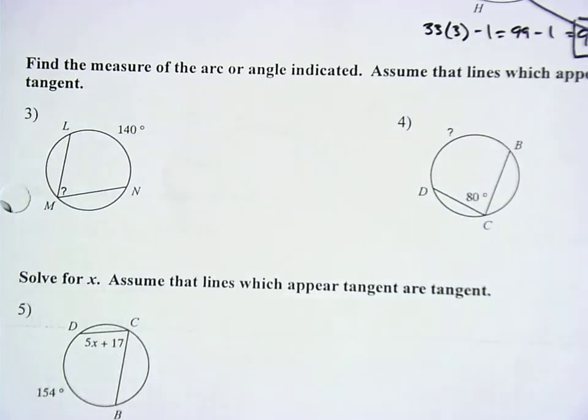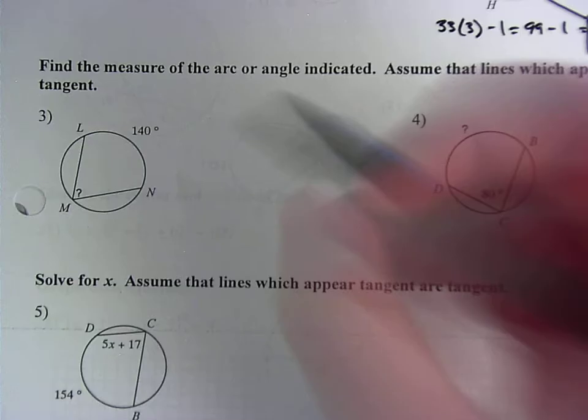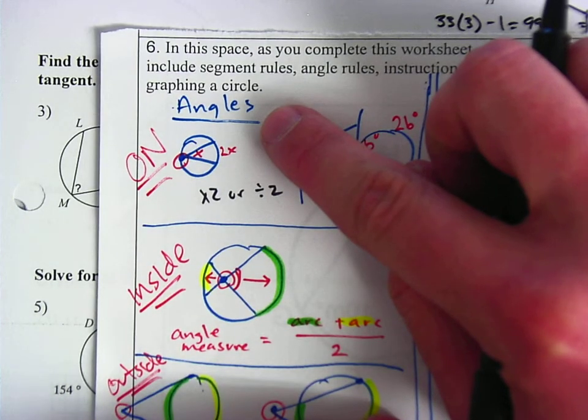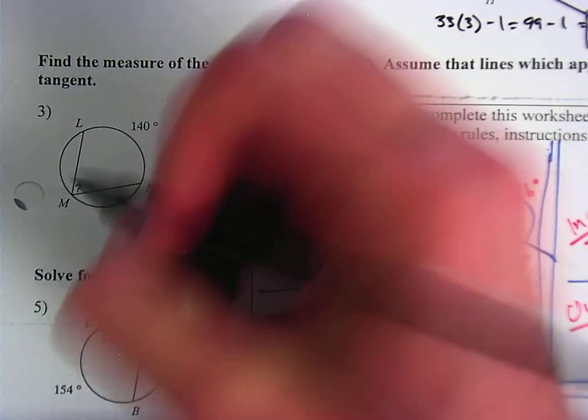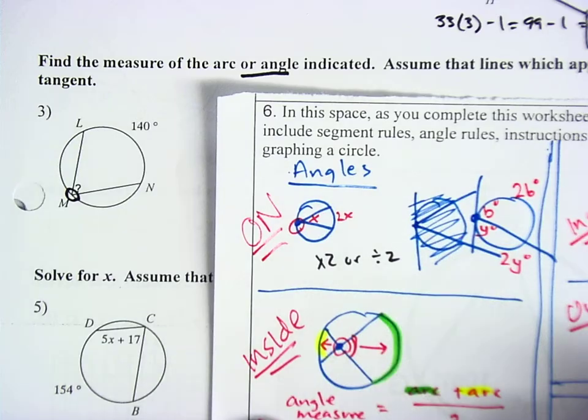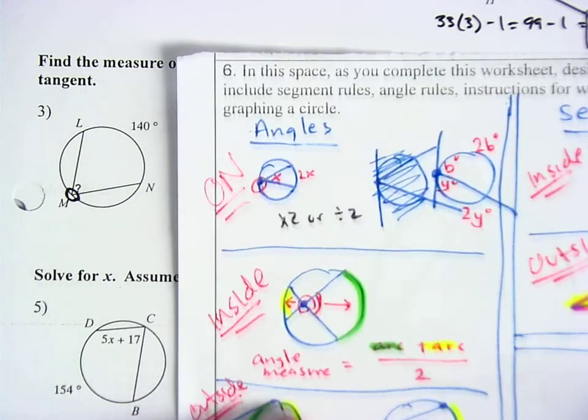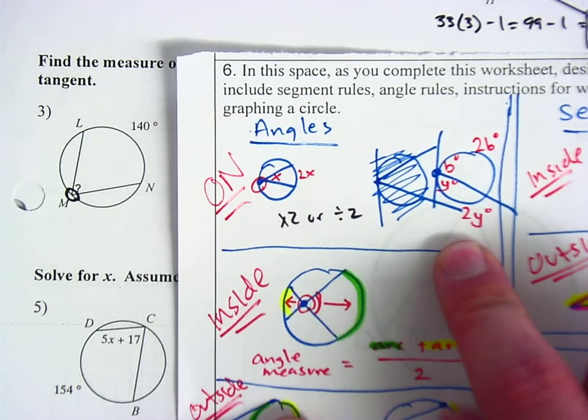Alright, so we're moving on now to the next part of this worksheet, problems 3 through 7. We notice that they want an angle. That's good. So that puts me right in this angle section of my formula sheet. Okay, and I notice that the vertex is on the circle. It's touching the circle. So that means I'm in this first section here.